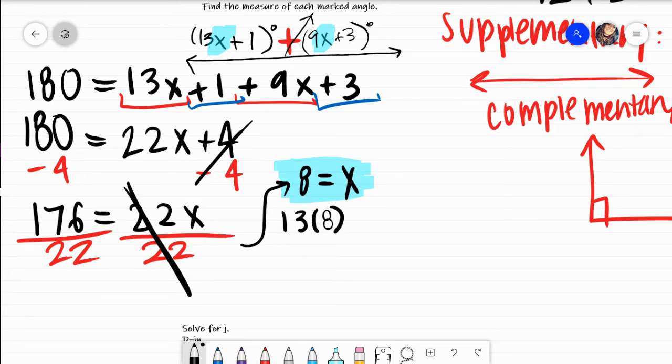13 times 8 plus 1 equals. So 13 times 8 would be 104.